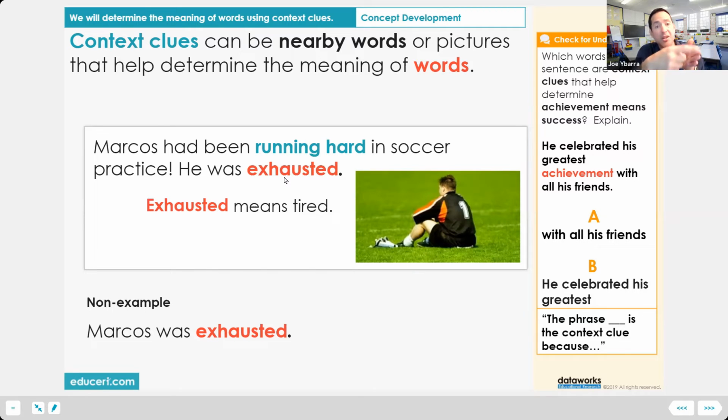Running hard, that's nearby. When I'm running hard, I get very tired, especially in soccer practice. Running hard is the context clues because they're nearby and they tell me exhausted means tired. That's why it's a context clue. Exhausted means tired. Marcos was exhausted, right? That's not an example of a context clue. Exhausted, my unknown word. Marcos nearby, but Marcos was what? Marcos was tall. Marcos was angry. Marcos was, I need more information, not a context clue.